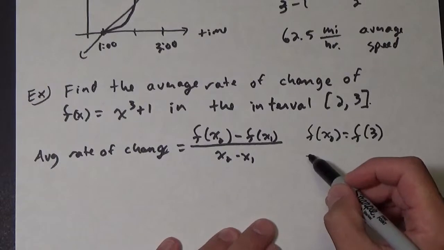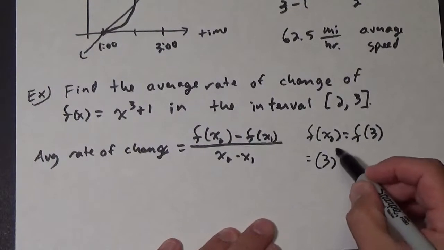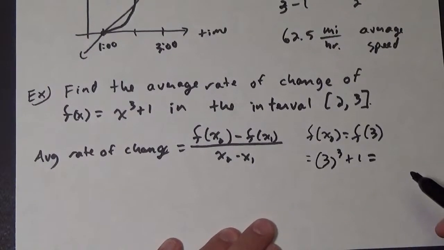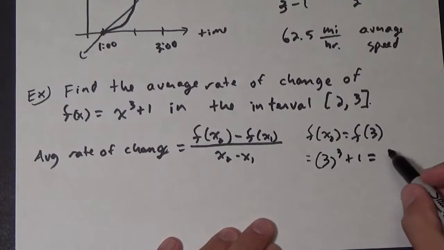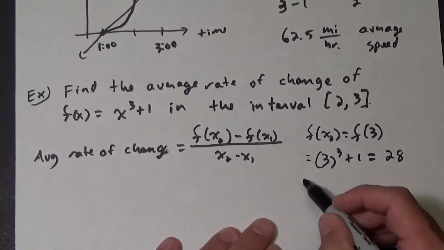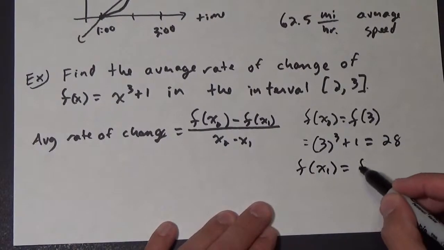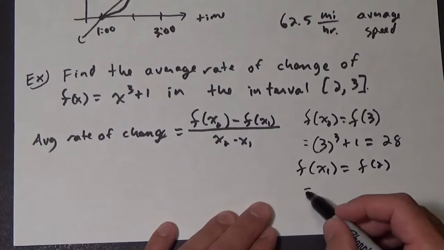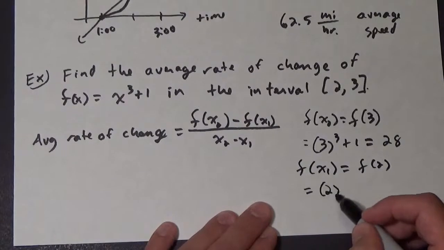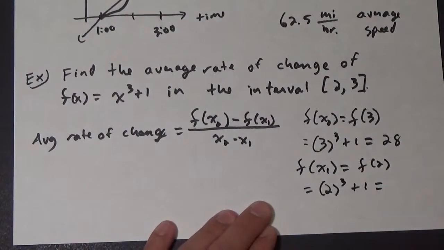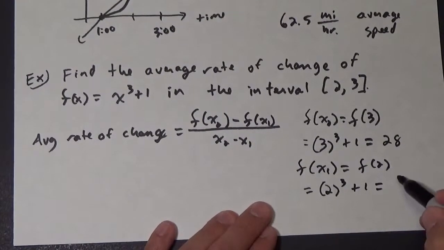Okay, so this is going to be 3 cubed plus 1. Let's see here, so that's 27, that's 28. And then f of x sub 1 is going to be f of 2, which equals 2 cubed plus 1, which is 9.